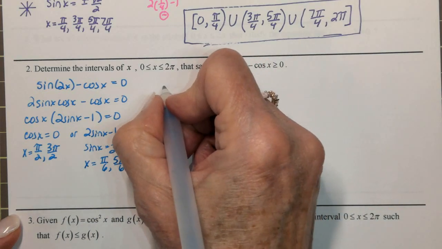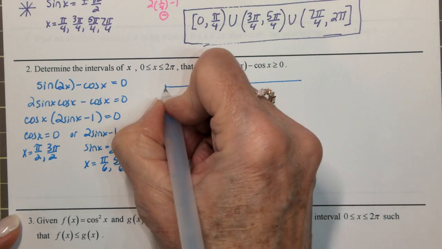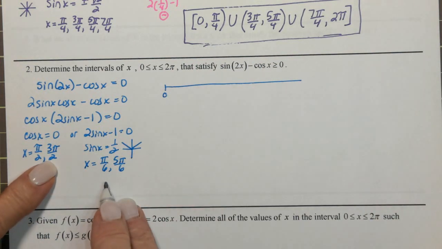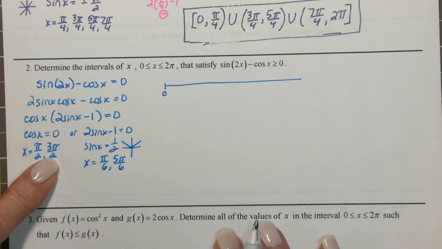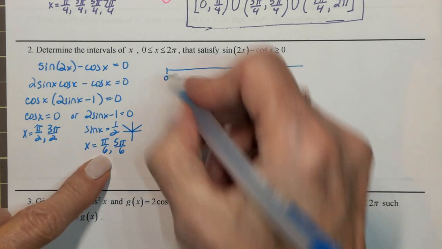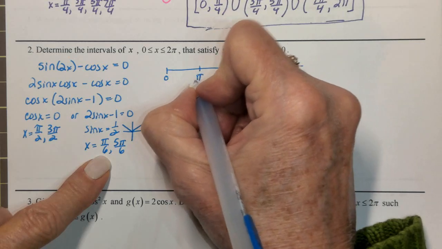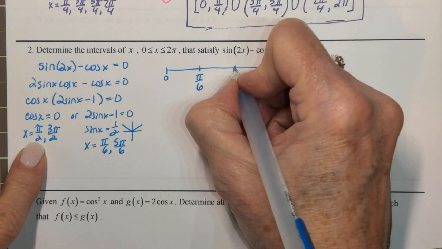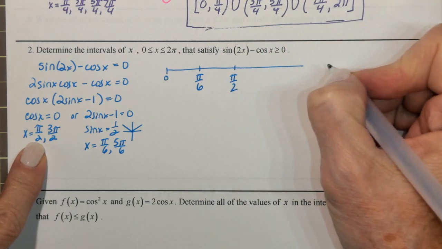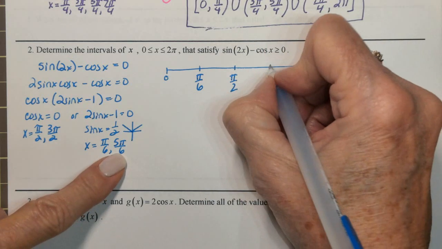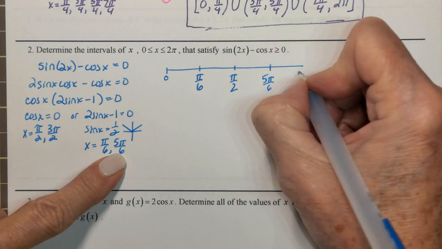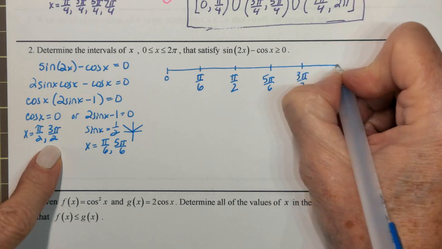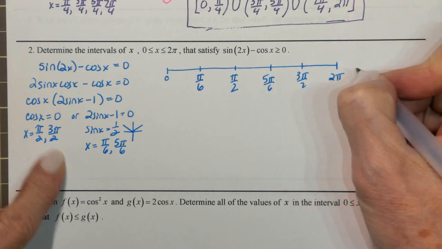So on my sign chart, on my number line, I'm starting at 0 again. I'm ending at 2 pi, but I'm going to have all 4 of these in between. So what is the smallest value? The smallest value here is pi over 6, so I will start there. The next largest value is pi over 2. I'll put that on my sign chart. The next largest is 5 pi over 6. The next largest is 3 pi over 2. And I need to keep on going because I need to end at 2 pi.